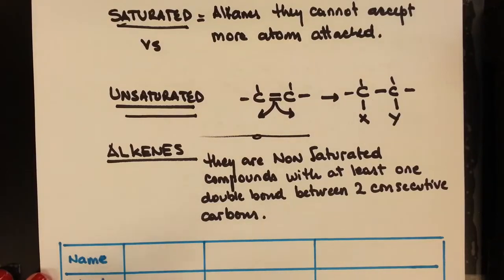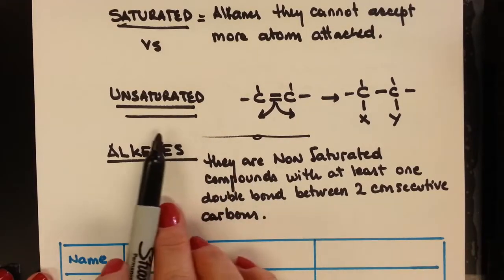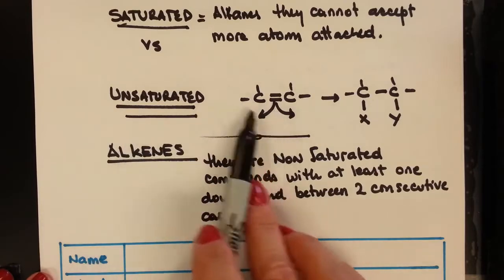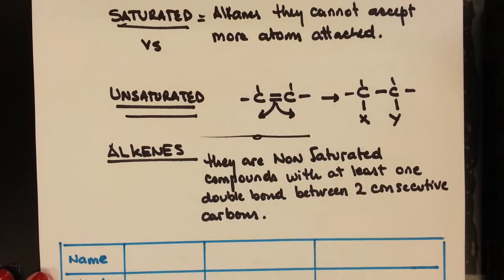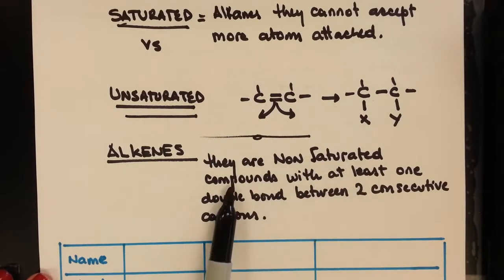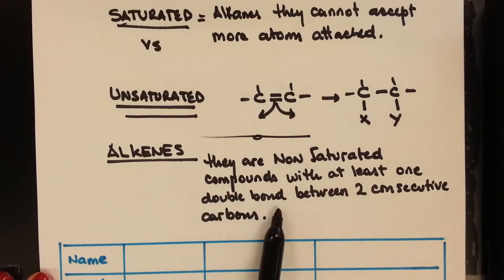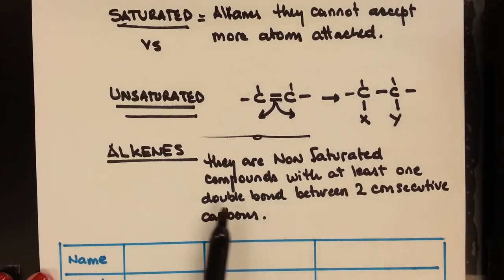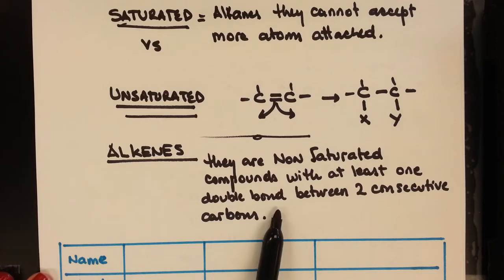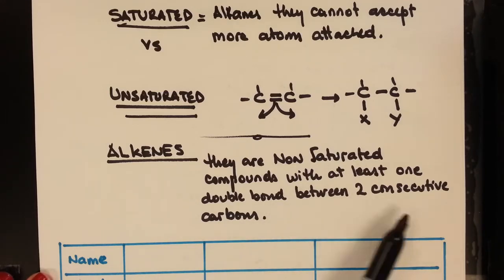Okay, so alkenes are unsaturated, and we know that unsaturated means that they have a double bond, so they can accept more things. They are unsaturated compounds with at least one double bond. We are going to study only the ones that have one double bond between two consecutive carbons. This makes the alkenes very reactive.